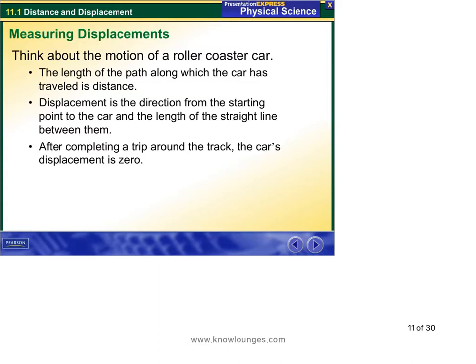If you went out on the track at high school and you ran around the track once, your distance ran would be approximately 400 meters. Your displacement would be 0, because you're back where you started. So distance and displacement can be completely different numbers.